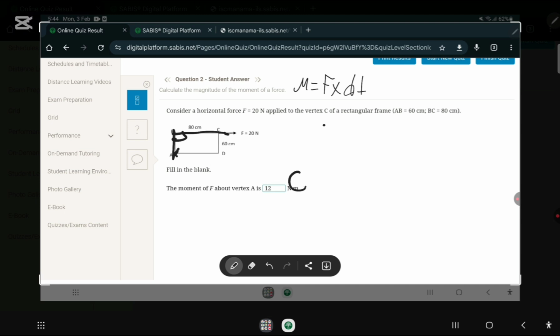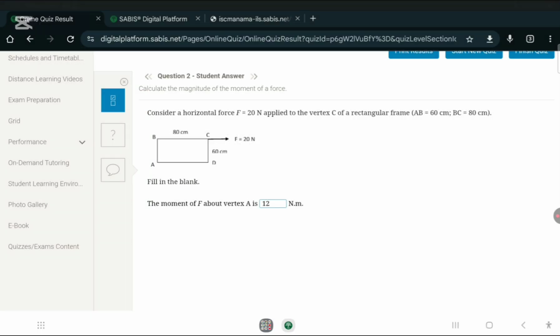But here they ask for newton meters. So moment equals force, which is 20, times 60 over 100, because from centimeters to meters is divided by 100. If you put that into your calculator, you get 12. Alright? On to the next.